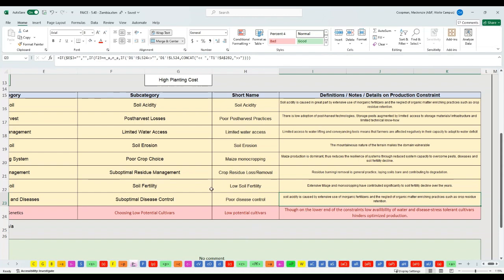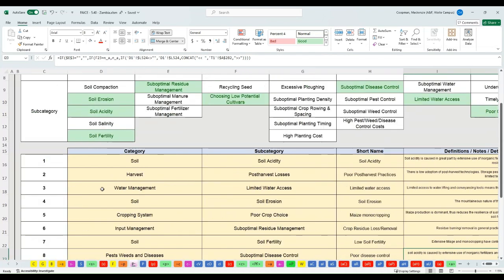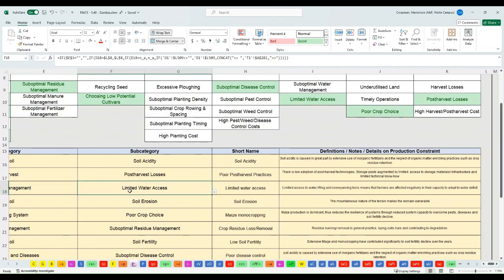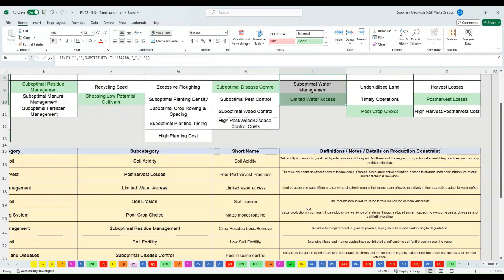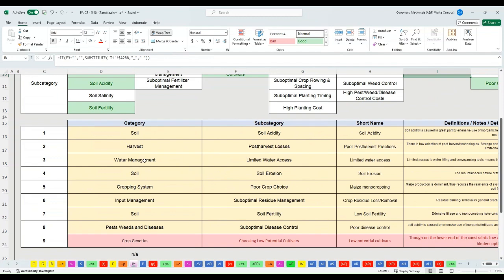The other one here is number 3. So we're looking at water management, limited water access, and the definition is limited access to water lifting and conveyancing tools means that farmers are affected negatively in their capacity to adapt to water deficit. So when we say water management here, we're really talking about irrigation. So if that is what is reflected here, then that's great.